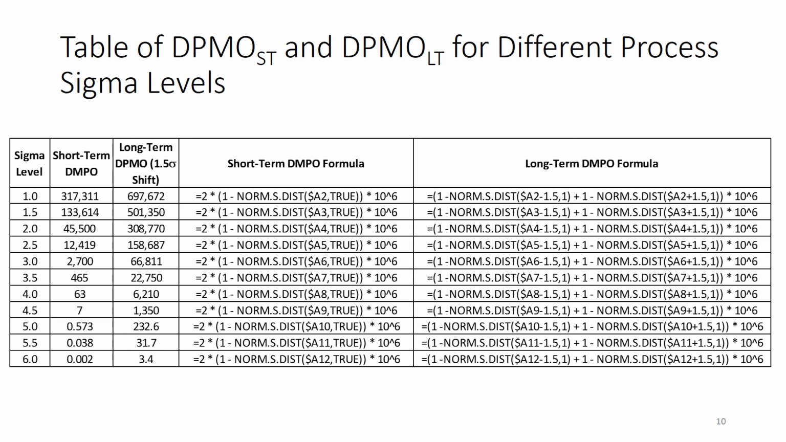You can use the same procedure outlined in this tutorial to calculate short-term and long-term DPMO for different sigma levels. I did calculations in Excel and as you can see I included Excel formulas in the table.